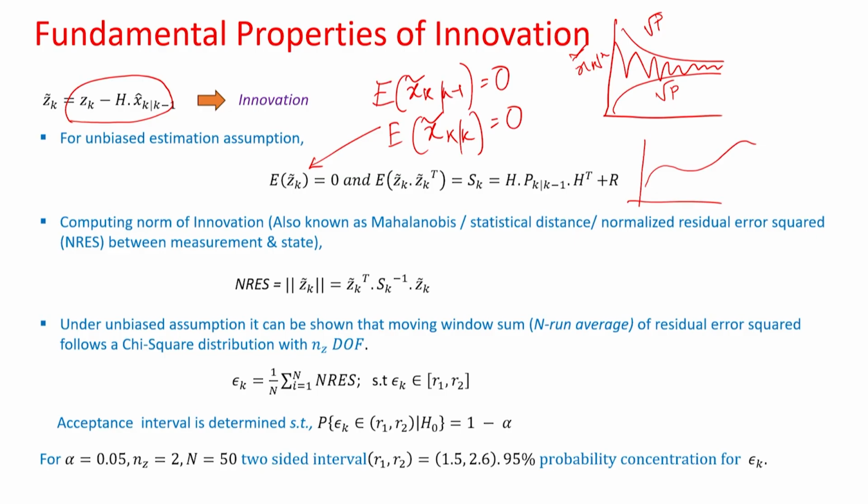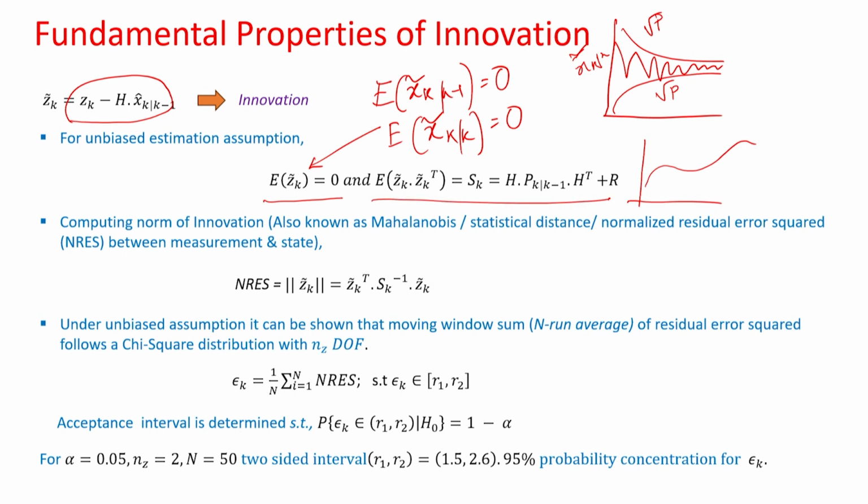When I say E, E means expectation. Expectation means simple averaging, simple ensemble averaging. For an ergodic process, if you remember your probability theory, your time average equals your ensemble average. So, it is just an averaging. The ensemble average of your residual is 0 if your estimation is unbiased. And the second very important thing is your innovation error covariance.